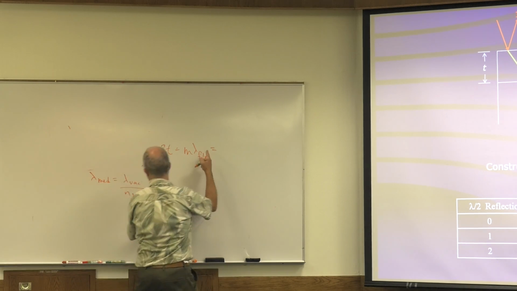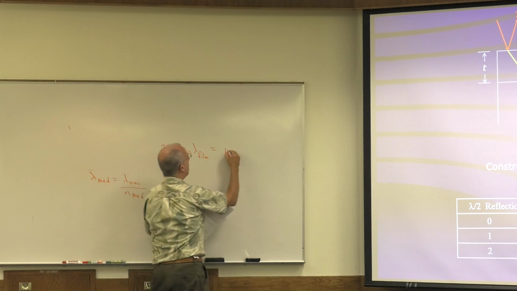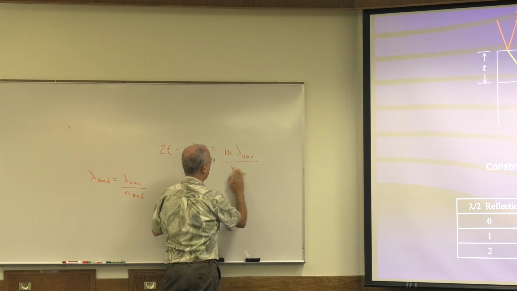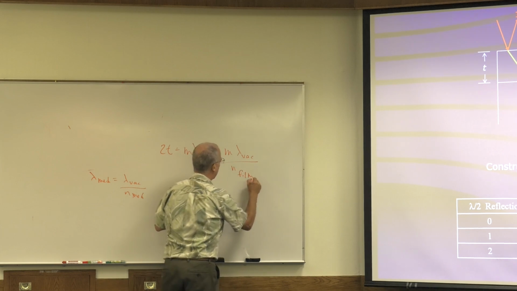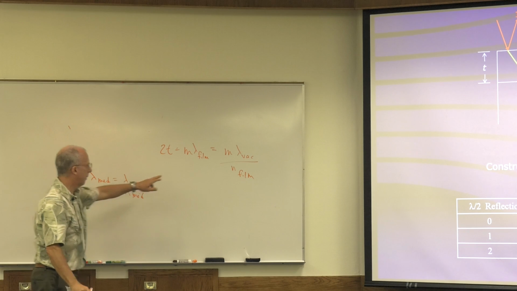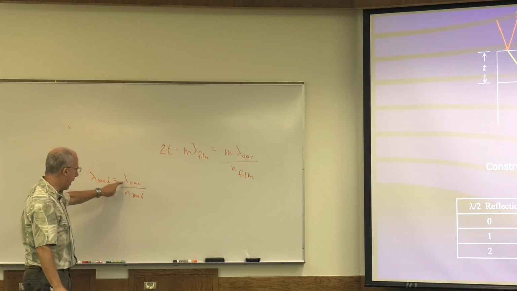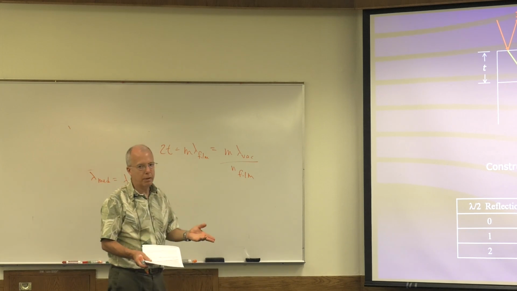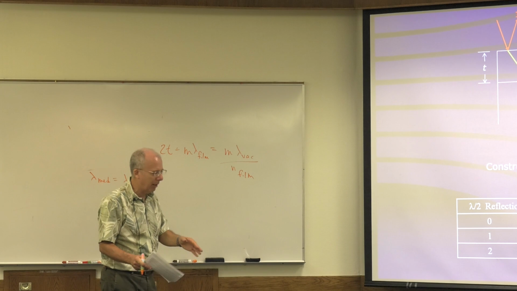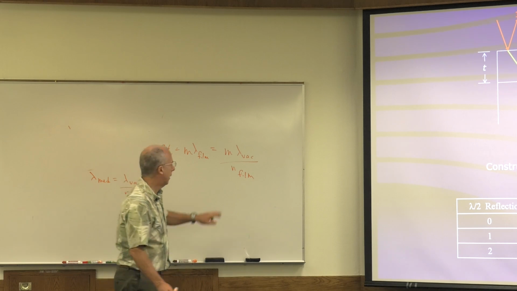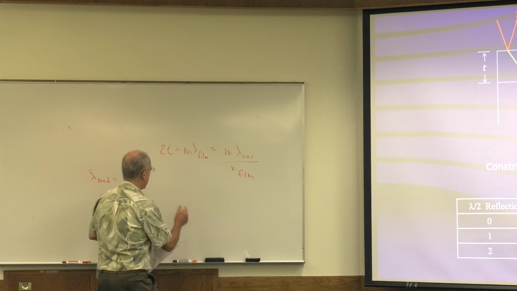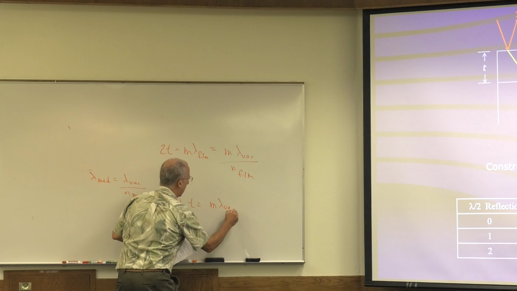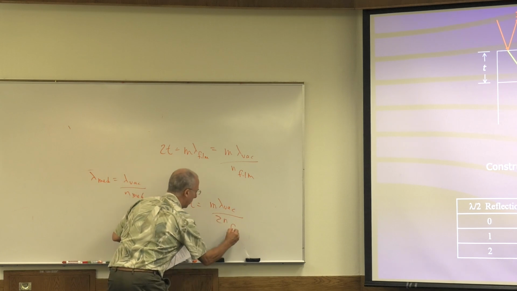So then you're going to just substitute, right? So it's going to be m lambda vacuum over n film. I just substituted for lambda film. Lambda film equals lambda vacuum over n film. Because when you do a problem like that, they'll always tell you the wavelength of light in the vacuum or the air. They're not exactly the same, by the way, but they're close enough. So that's 2t. Therefore, the thickness of the film is just m lambda vac over 2n film.